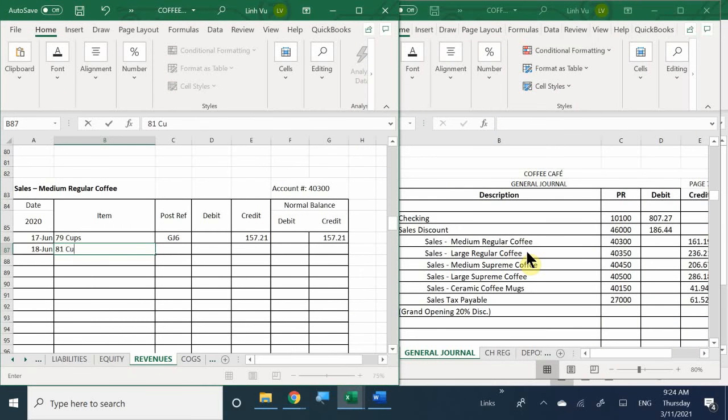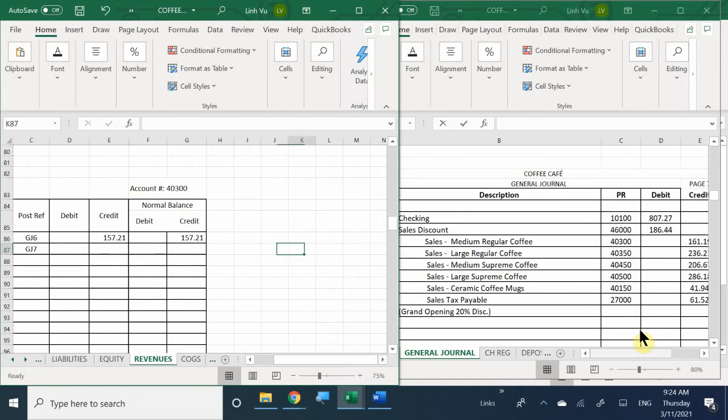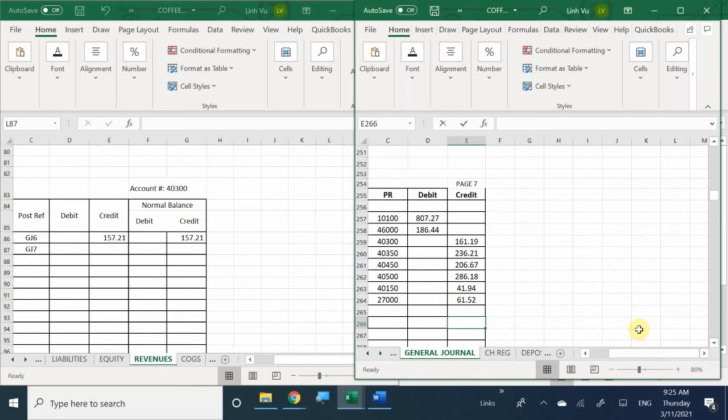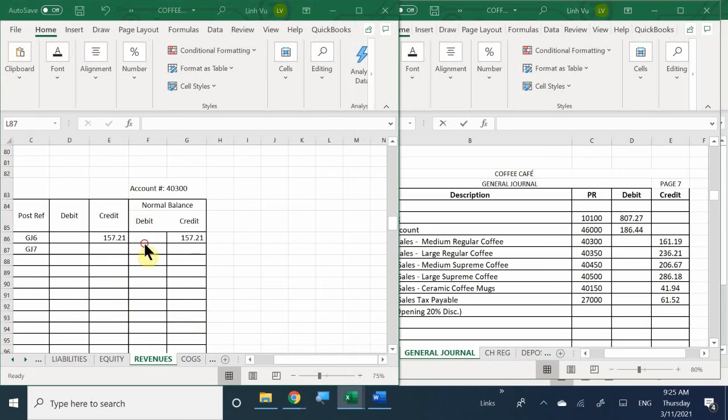81 cups. All right, general journal number 7 for the grand total amount of 161.19. Okay. $318.40. Is that what you said, Nilo? Yeah. Perfect.